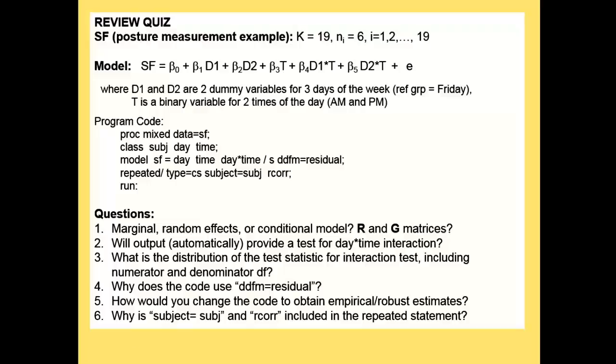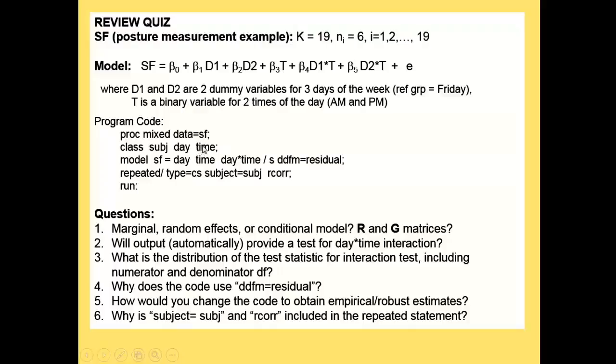How would you change the code to obtain empirical or robust estimators? How would you change what's written here? That was question E on the homework. What would you add? You'd add the word empirical. Where would you add it? At the top, on the top line. I don't even think it needs a slash. You write data equal to SF space empirical.